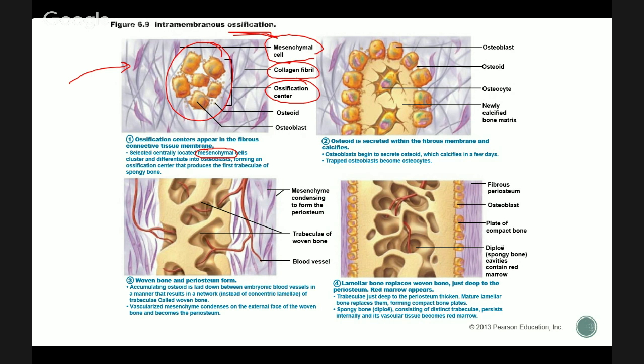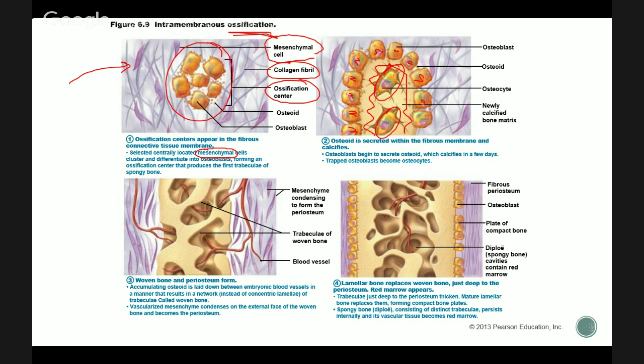So what do these immature bone cells start to do? What do osteoblasts start to do? Secrete bone matrix, liquid matrix. So they start to surround themselves with cement. They surround themselves with this liquid matrix. And what is the matrix going to do? Eventually, it's going to harden. And then those cells are going to mature and they're going to become osteocytes surrounded by bone matrix, calcified, hard.